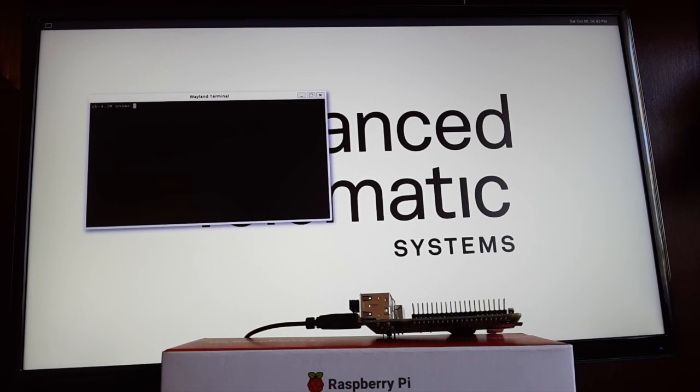AGL uses the Wayland display server protocol and its reference compositor, Weston. Hardware graphics acceleration is enabled in AGL for Raspberry Pi, and Weston works with DRM backend.